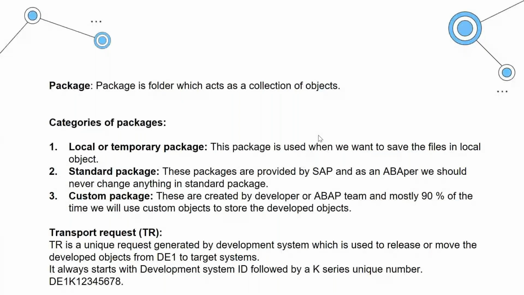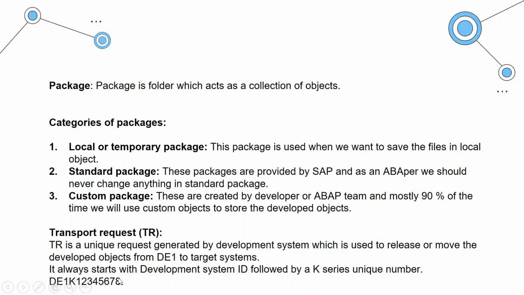That number will be something like this. The initial first three letters will be your development system name. If I take DE1 as my example system name, then it will start with DE1, then K. K will be there for each and every transport in each and every project. After K, whatever number you see is a uniquely generated number. The system will generate these numbers whenever you create a transport request. So first DE1 is my system name, then K, followed by your unique number.